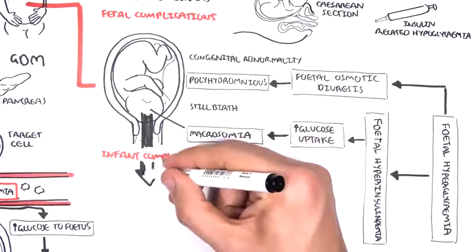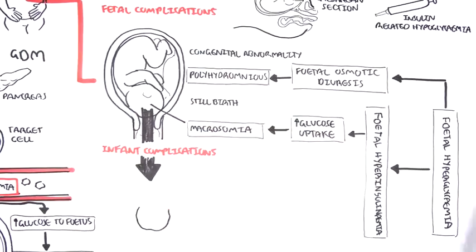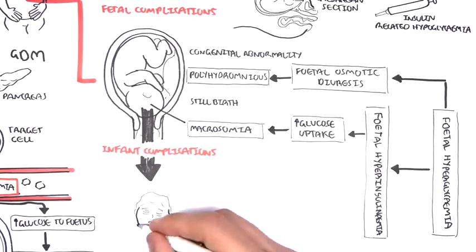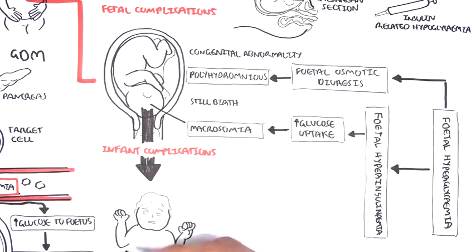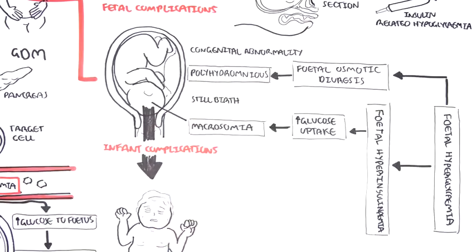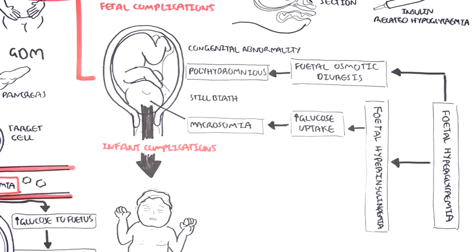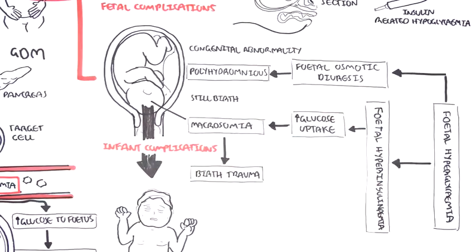Infant complications or baby complications tend to occur during delivery or right after delivery. And this is because the fetus is larger than normal. There's macrosomia, and thus birth trauma can occur. And this can be trauma to the baby or to the mother's genital tract.